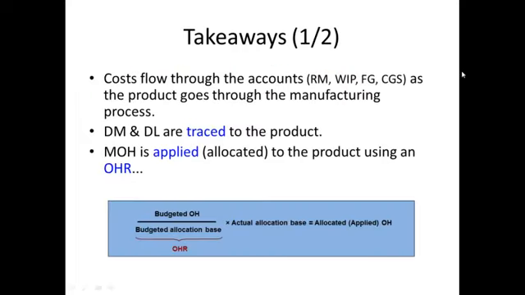Takeaways from this lecture. First of all, costs flow through the accounts as the product goes through the manufacturing process. We've seen that a couple times now. Direct material and direct labor, those are direct costs. We trace those costs to the product. Very little, if any, measurement error in that process. The measurement error and the challenge comes in the application or the allocation of overhead. So manufacturing overhead is applied or allocated to the product using an overhead rate.